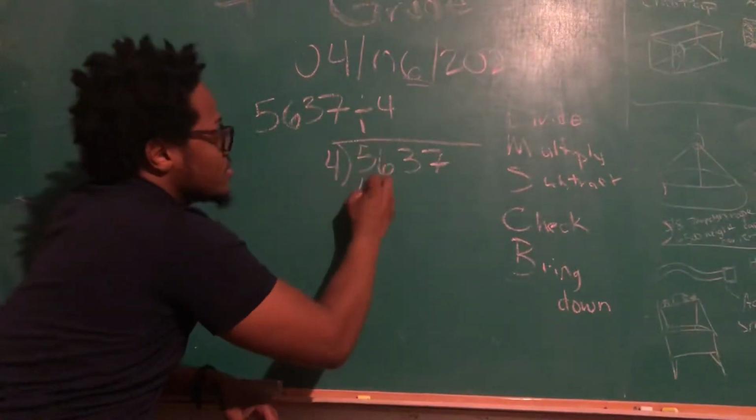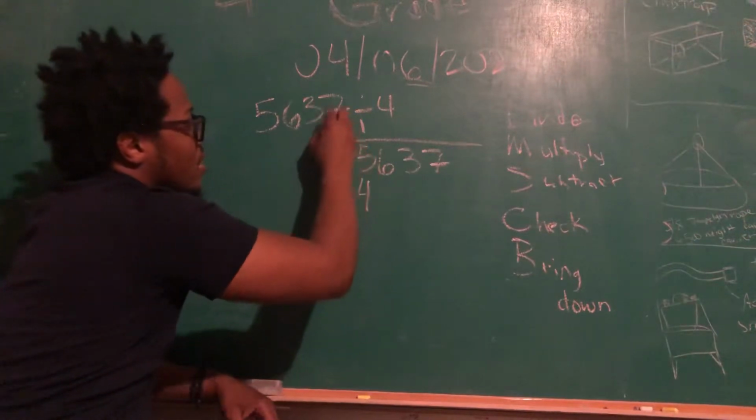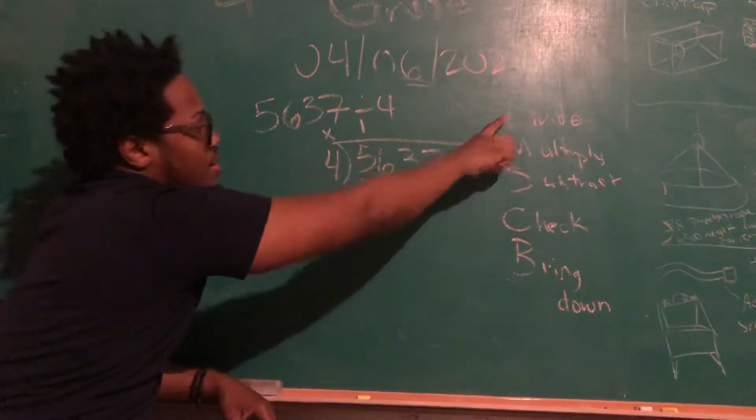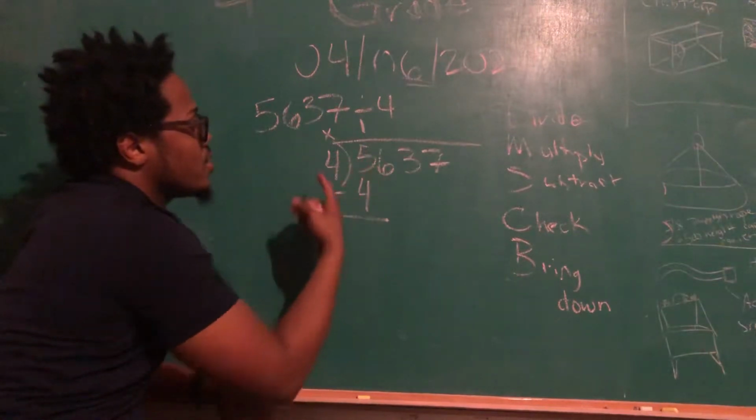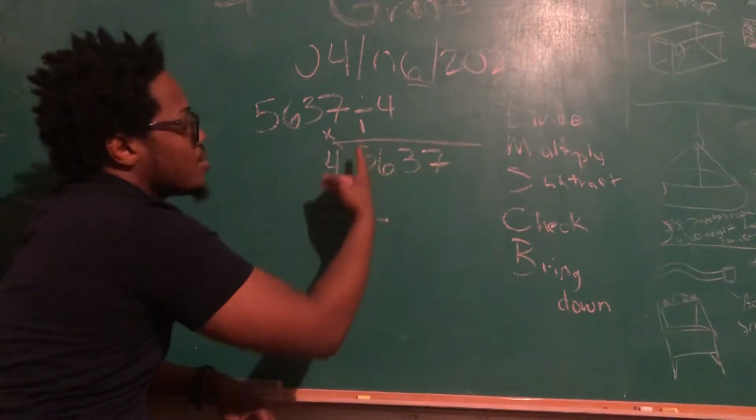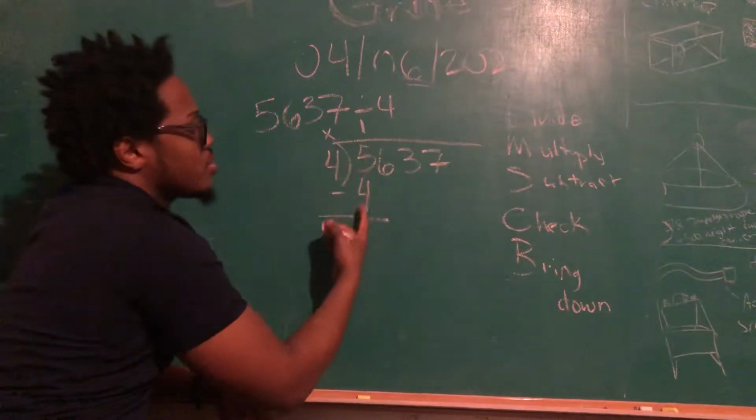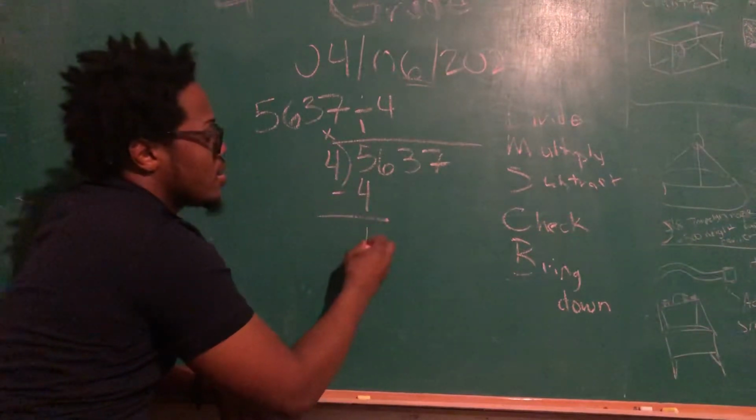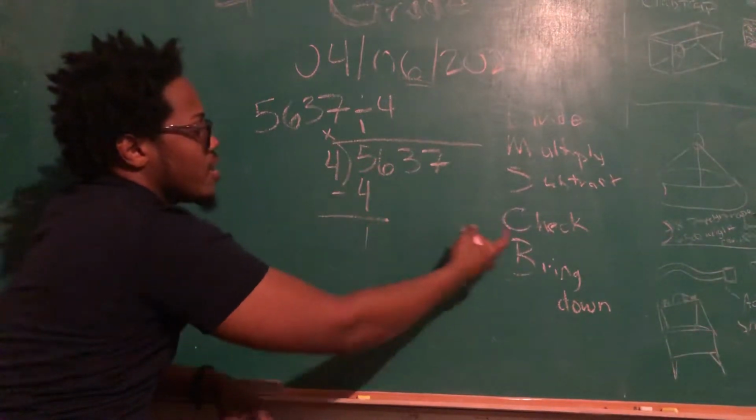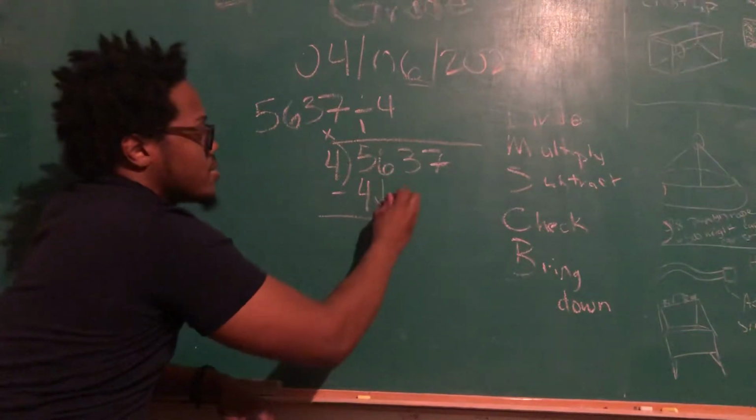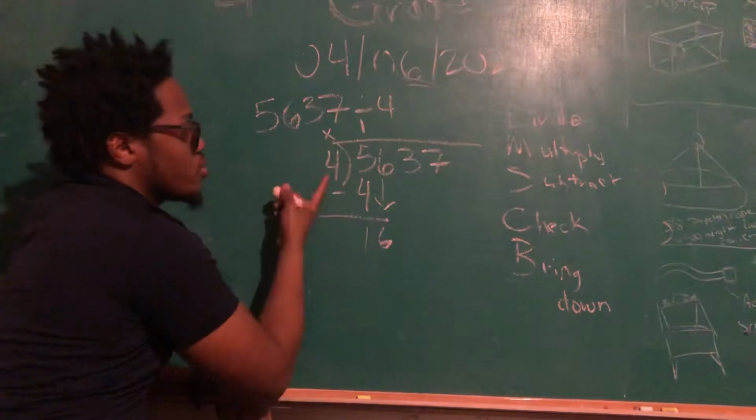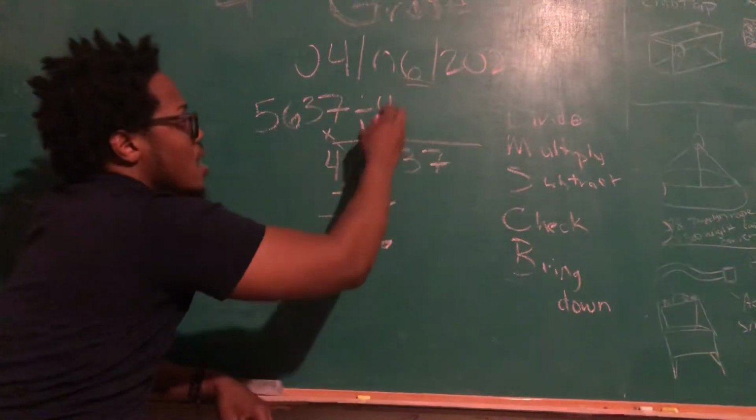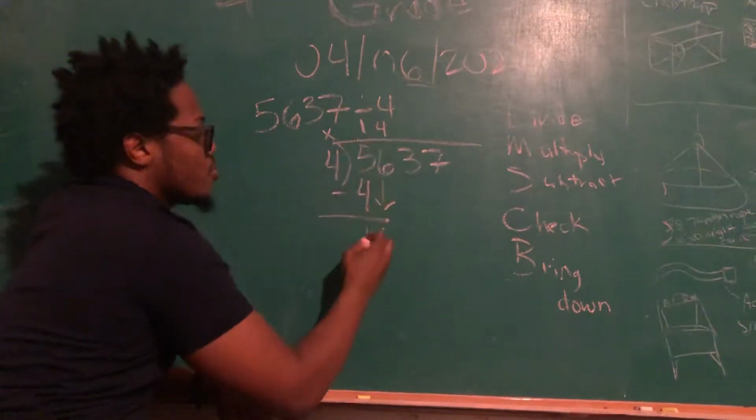4 times 1 gives me 4. I subtract, right? I divide it. How many equal groups of 4 can I get out of 5? Just 1. Multiply. 4 times 1 gives me 4. I subtract. 5 minus 4 gives me 1. I check it. Yes, that's correct. I bring down the next number, 6. Boom. Got 6 here. That's 16. How many equal groups of 4 can I get in 16? It's going to be 4. 4 times 4 is 16.